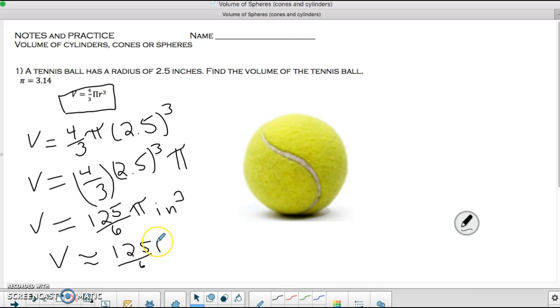Now, if I want an approximate answer, I'm going to put 125/6 times 3.14 inches cubed. And when you multiply that out, you guys should all be doing this on your calculator, so you can actually see that you're getting the right answer and you're pressing the right buttons. And we're going to round this to the nearest thousandth. And as I go along, I'm going to round to different places. So just be sure you're paying attention and you understand how to round. So the volume of this tennis ball is 5.412 inches cubed, the approximate volume.